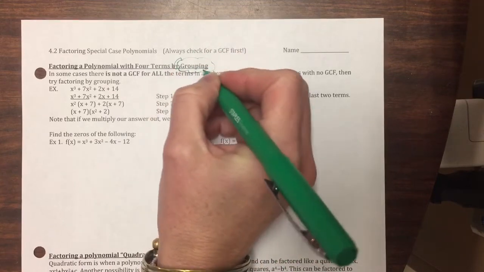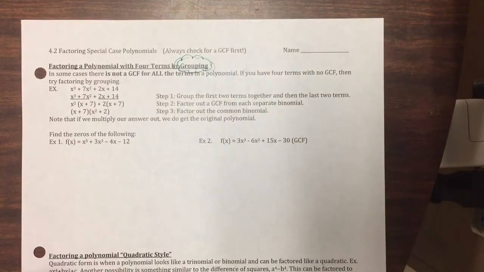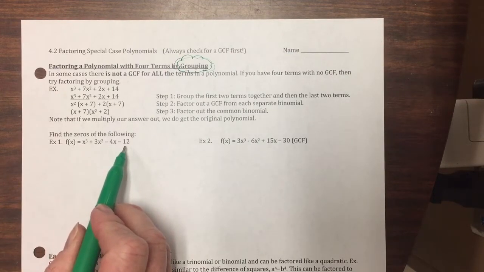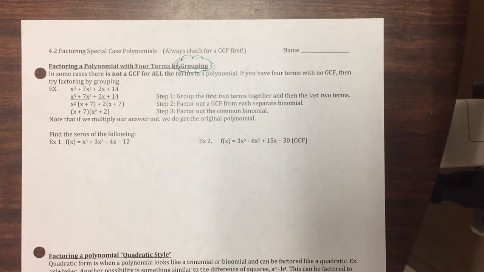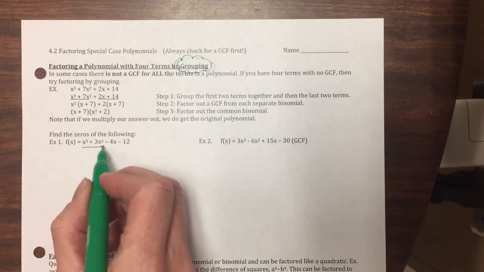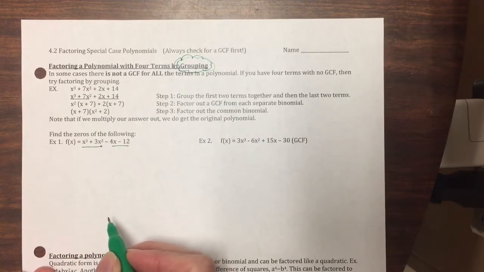So whenever I have a 4-term polynomial, I'm going to think about using grouping to solve it. For example, this polynomial has 1, 2, 3, 4 terms. So factor by grouping would be a great method to try. So I'm going to group my first two and my last two terms together.